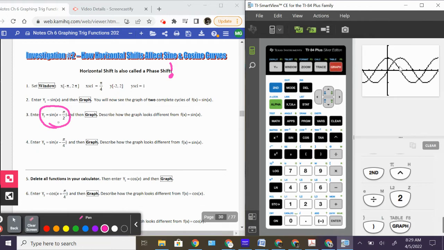And what you'll see is that by adding pi over 2, the function actually shifted to the left pi over 2 units. And we don't use the word shift. We're going to use the word translate. So it was translated pi over 2 units to the left. Okay, so opposite.